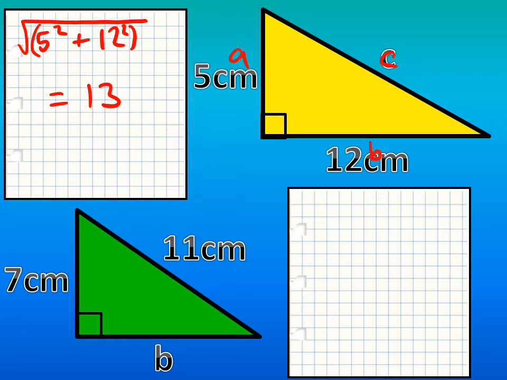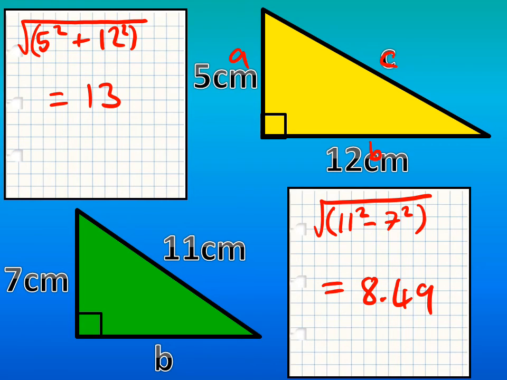Now, if we're calculating the side that's not the hypotenuse, the same thing applies. Square root the whole thing, put it in brackets, and we make sure that we're taking away, and it's the hypotenuse first. 11 squared, take away 7 squared in the brackets, straight into the calculator, and it'll give you the answer straight away, 8.49. Much quicker, much easier, but you do need to understand the difference between when you're calculating a hypotenuse and when you're calculating a shorter side.